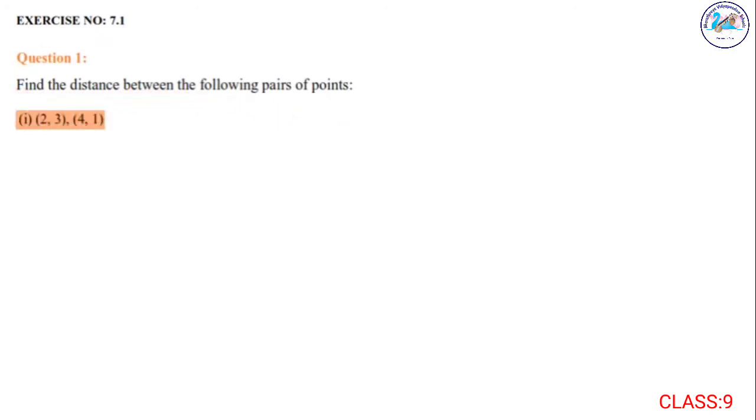Now we shall discuss exercise questions. That is first exercise 7.1. First question, find the distance between the following pair of points. The points are 2, 3 and 4, 1.